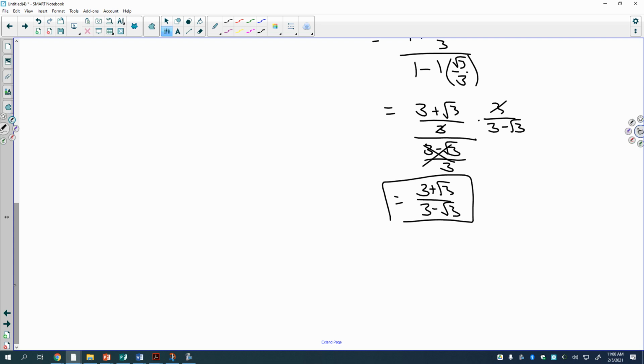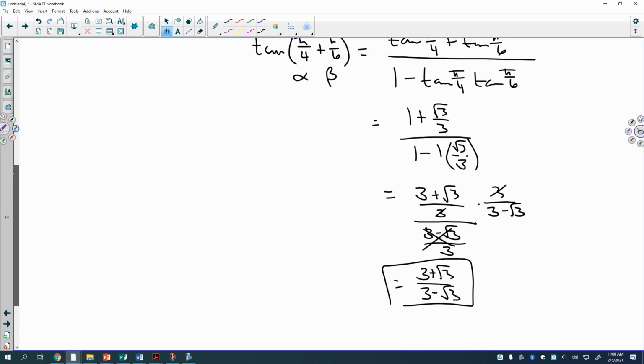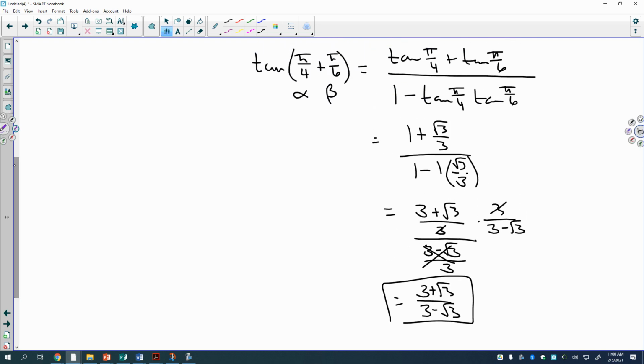This is one option. Now, if you forget the tangent formula, that's fine, but you definitely need to know the sine and cosine ones. I'm expecting that you can just work with the sum and difference ones really quickly with the sine and cosine. I can make this into the sine of pi over 4 plus pi over 6 over the cosine of pi over 4 plus pi over 6.